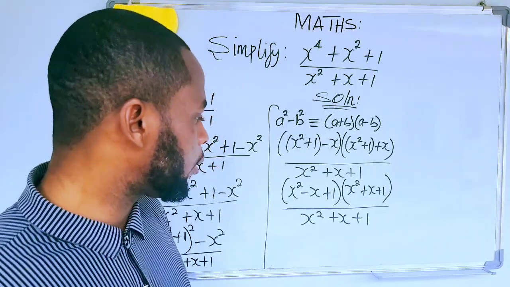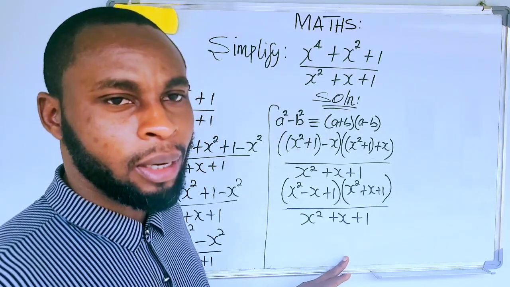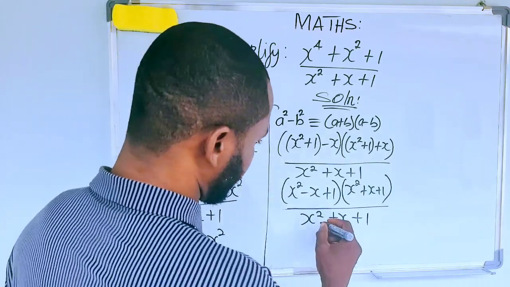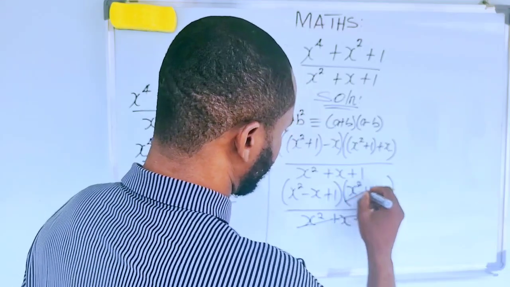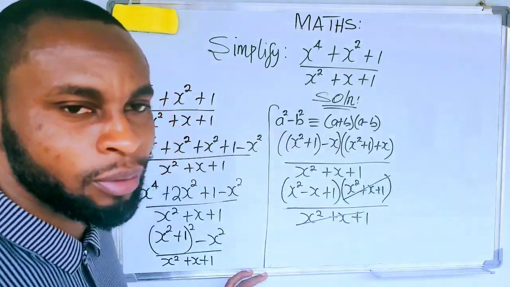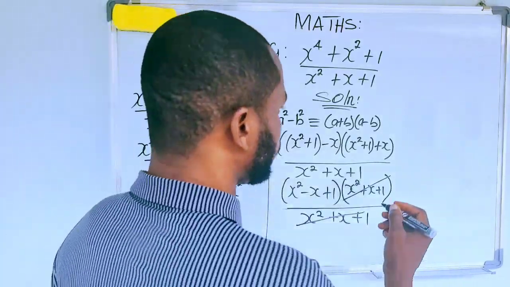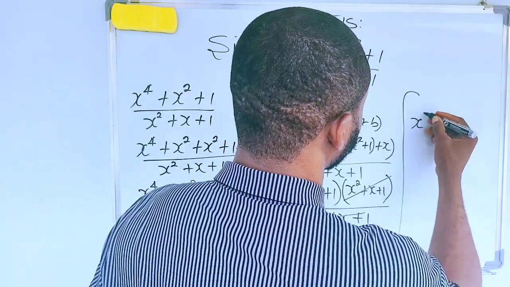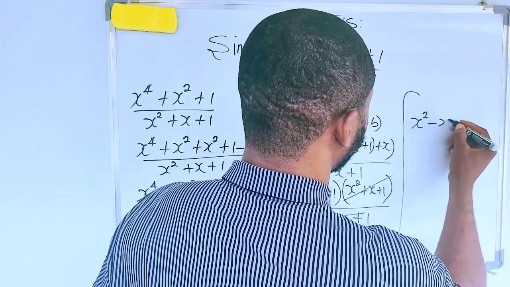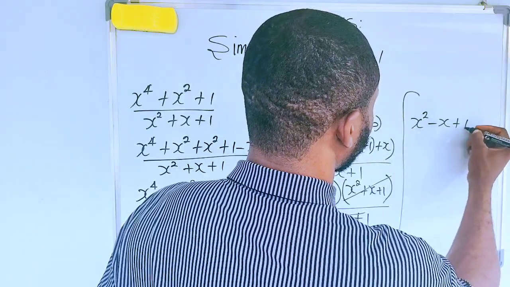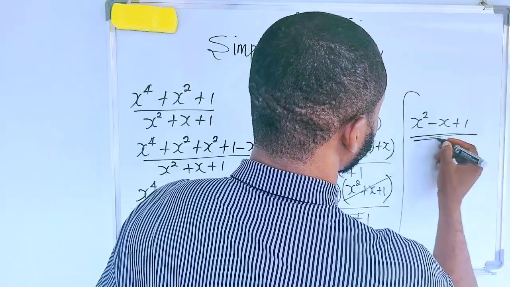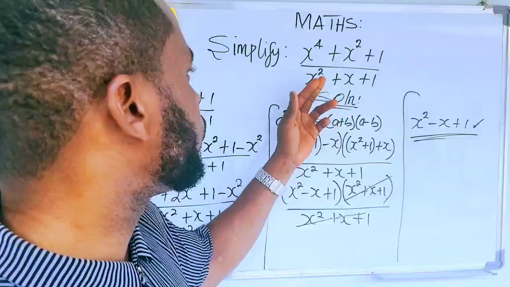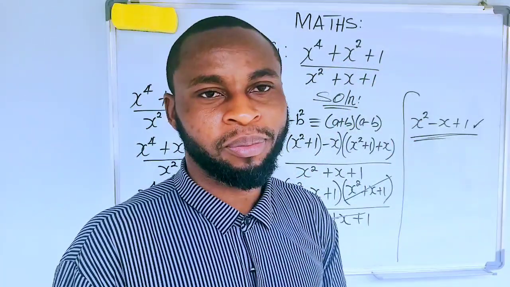But here we are going to cancel out common factors. As such, you can see that this and this will cancel out, and we have x to the power of 2 minus x plus 1. And this is the simplified form of this expression right here on the board.